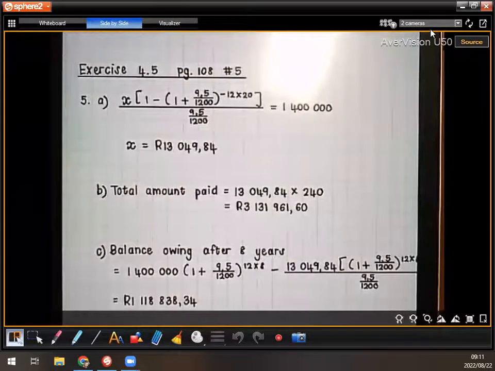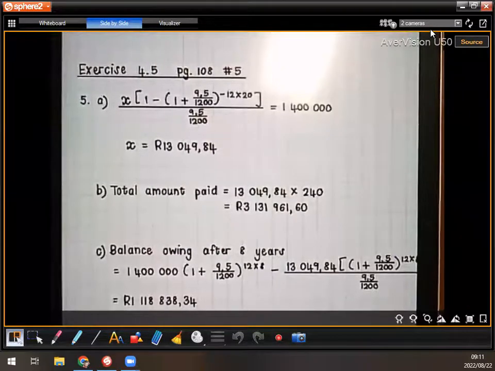Okay, so guys, it's really not that bad. I know if you haven't done it before, then it is a bit confusing, but I'm going to explain to you now. So for number 5A, they just ask you to find the monthly payment here. I'm not sure what it was. Let me see, a loan of some sort. Page 108.